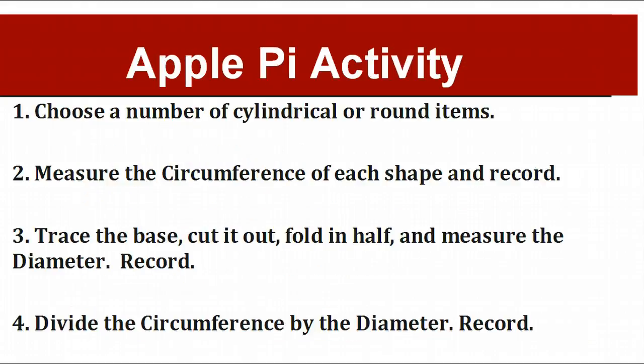We call our first activity the apple pie activity, because at the end of the activity you can provide students with apple pie to measure and then enjoy. You're going to choose a number of cylindrical or round items, measure the circumference of each of these round items and record that. Trace the base, cut it out, fold it in half, and measure the resulting diameter. And of course record that. And then divide the circumference by the diameter. The goal of this is to give us pi.